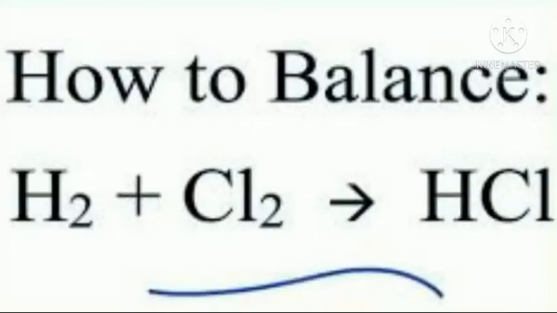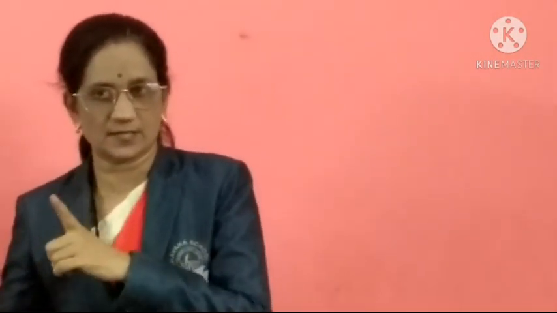And students, the next example is the reaction between hydrogen and chlorine, forming the compound hydrogen chloride. But we are not writing hydrogen and chlorine in atomic form. So H2 plus Cl2 forms HCl. So students, if we count the number of atoms on the reactant side and the product side, hydrogen atoms are 2, chlorine atoms are 2 on the reactant side, and in HCl, the hydrogen atom is 1 and the chlorine atom is also 1. So the total number of atoms on the reactant side is not equal to the total number of atoms on the product side.